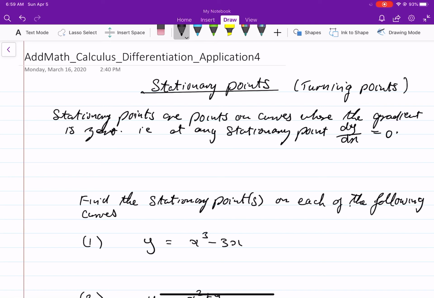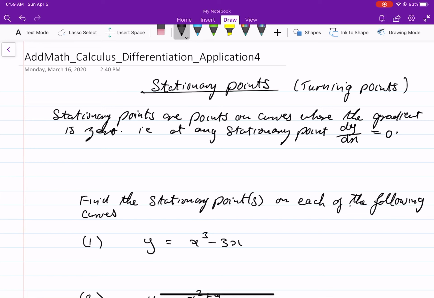Let's jump right in. Stationary points are points on a curve where the gradient is 0. That is, at a stationary point, the gradient function dy/dx is 0, and therefore you equate the gradient function dy/dx to 0.